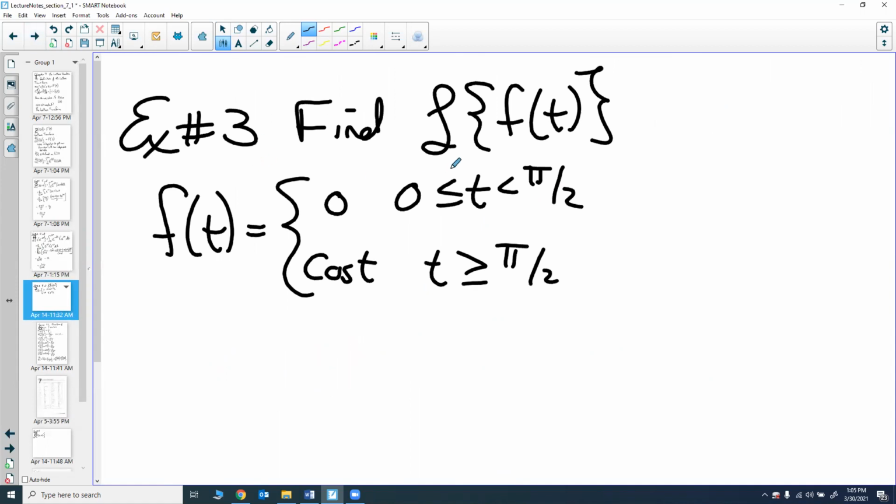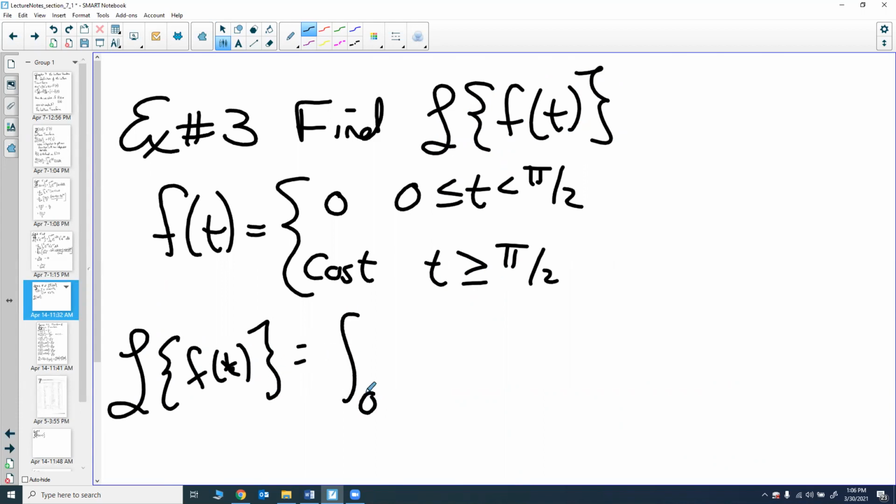Let's try another one. Let's find the Laplace transform of f of t, where f of t is defined to be 0 when t is between 0 and pi halves, and it's equal to the cosine of t when t is greater than or equal to pi halves. Realize this is actually the power of the Laplace transform. It allows us to do these transformations when we solve a differential equation that has a function like this on the right-hand side. Laplace transforms are very powerful for that. We're going to go ahead and do this Laplace transform of f of t.